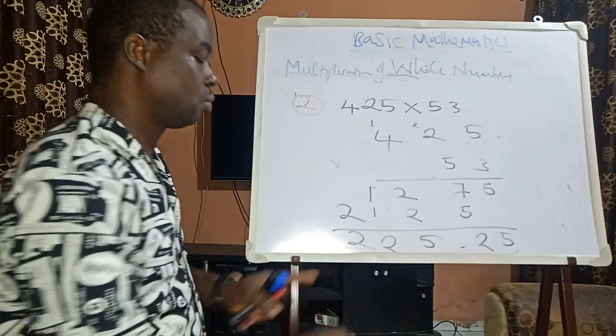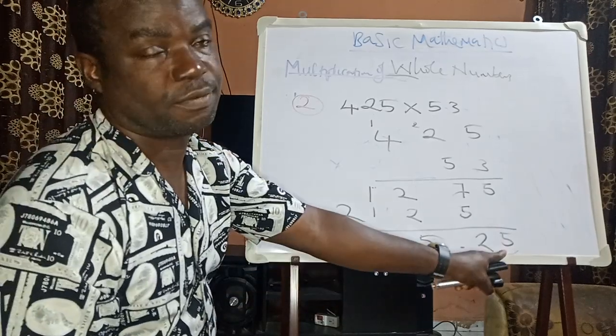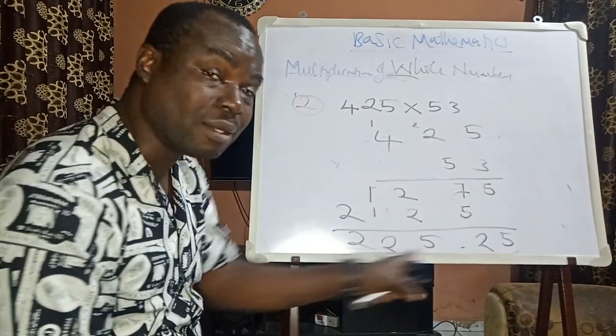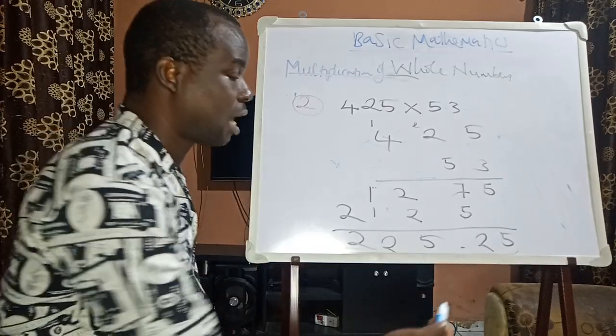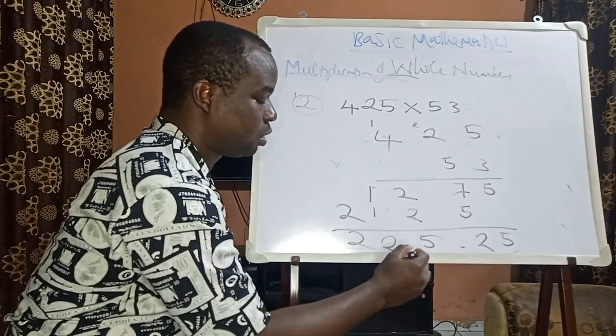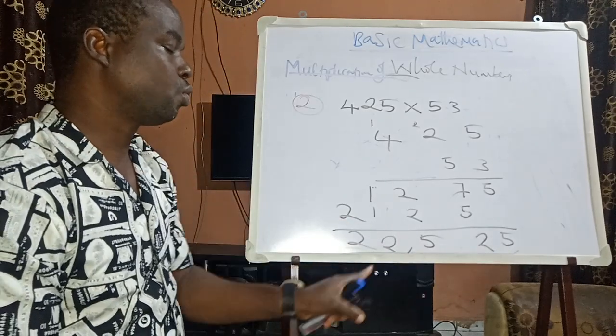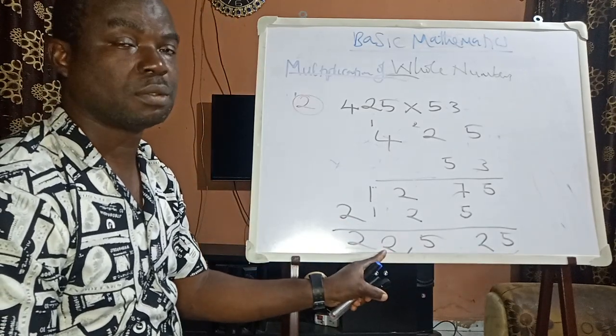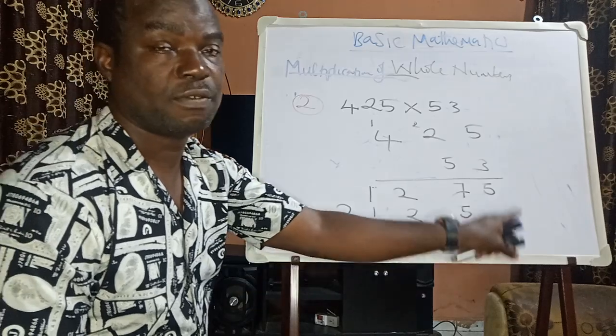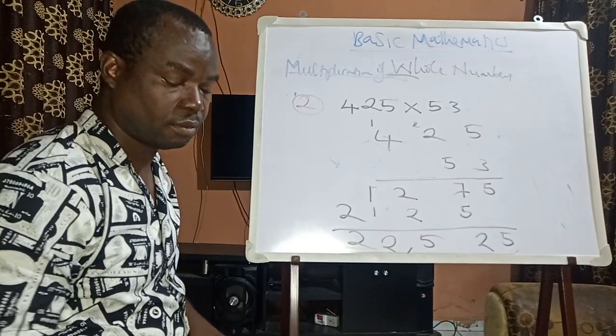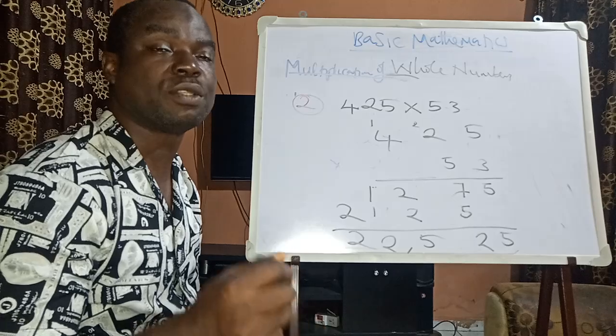So the answer is 22525. If you want to pronounce this one, you write the name of this one. Just count 1, 2, 3 and cut it. Put a comma here. This 3 here already means 1,000. So this is 22,525. Is it clear?